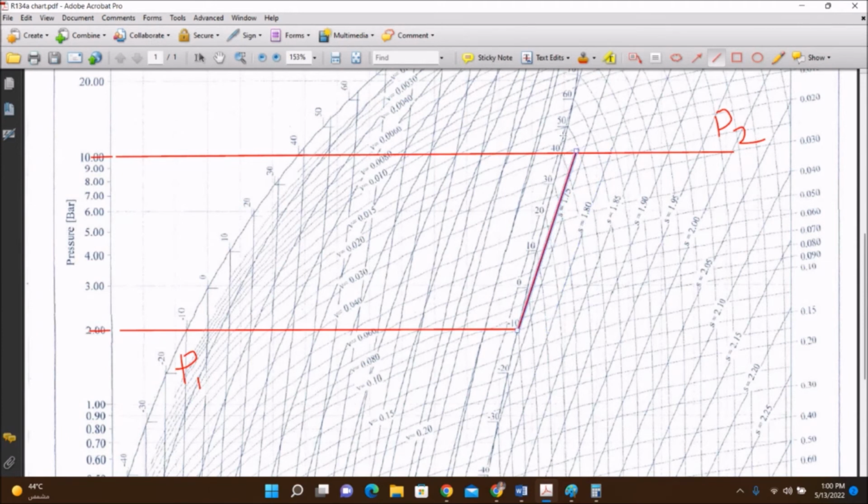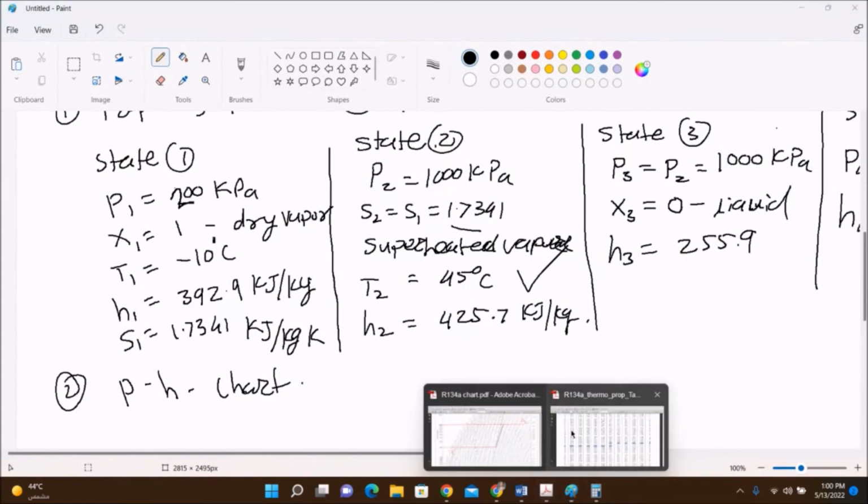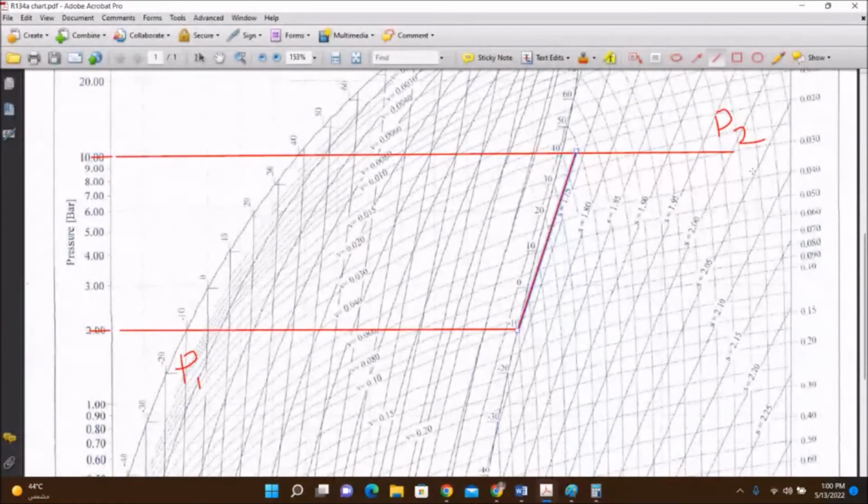And see, the temperature is about 45, in between 50 and 40. See, here the temperature is 45. So what I wrote here, 45, is from the table, and now from the chart it is the same. From the chart, T2 is equal to 45 degrees centigrade. Now this point is 2 dash, where the temperature is 40. Now at constant pressure heat is rejected and it will touch the saturation curve here, and this point is 3, where it becomes liquid.